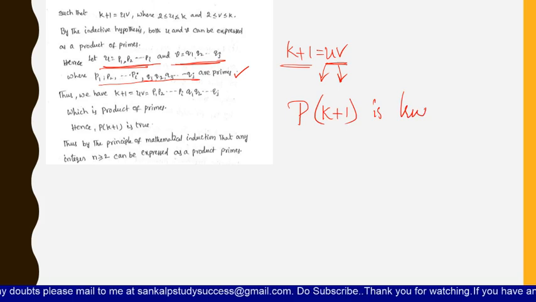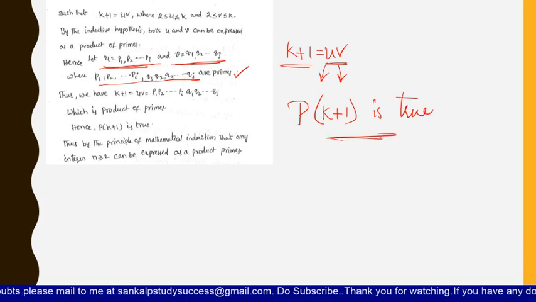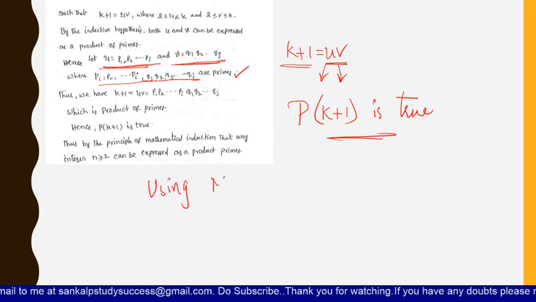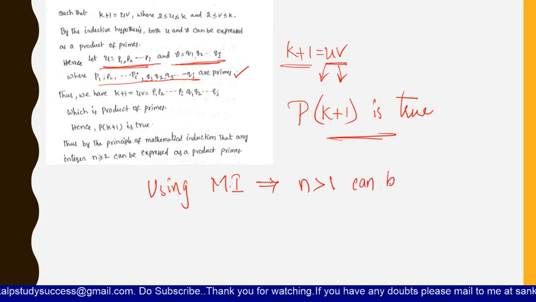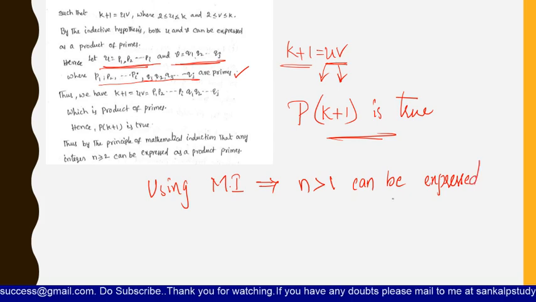Okay, clear? So by using mathematical induction, what we have just proved is that a number which is greater than 1 can be expressed as a product of primes.